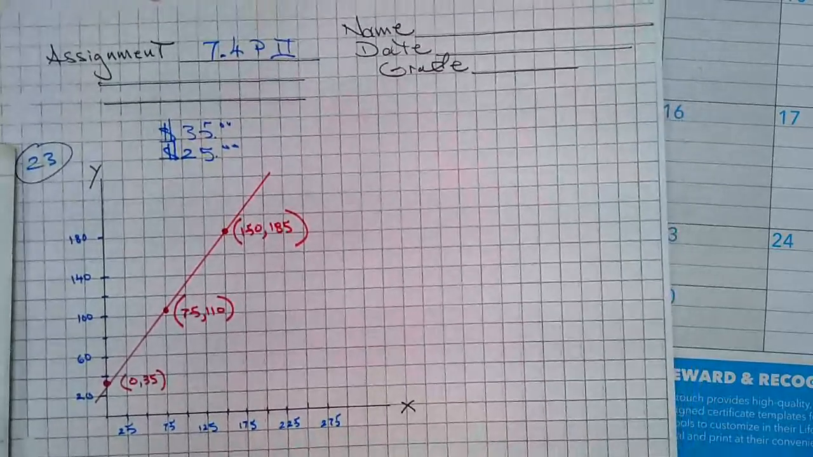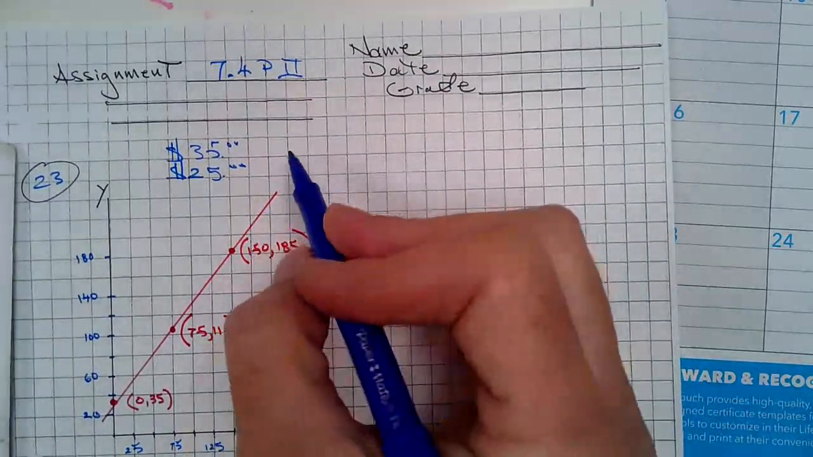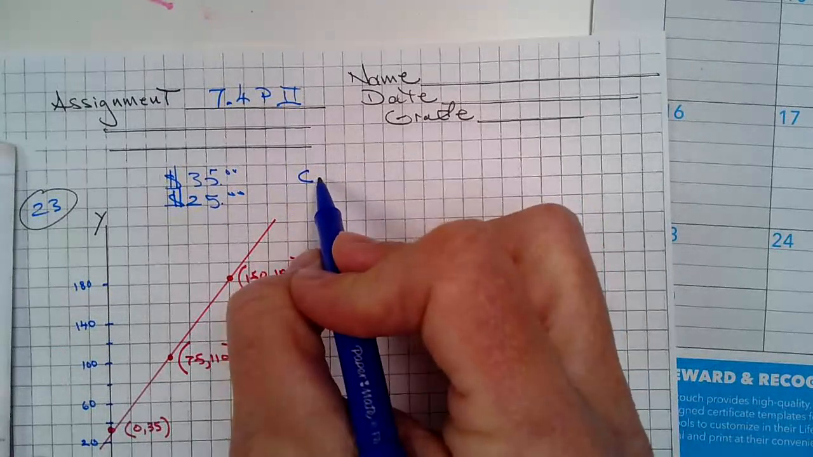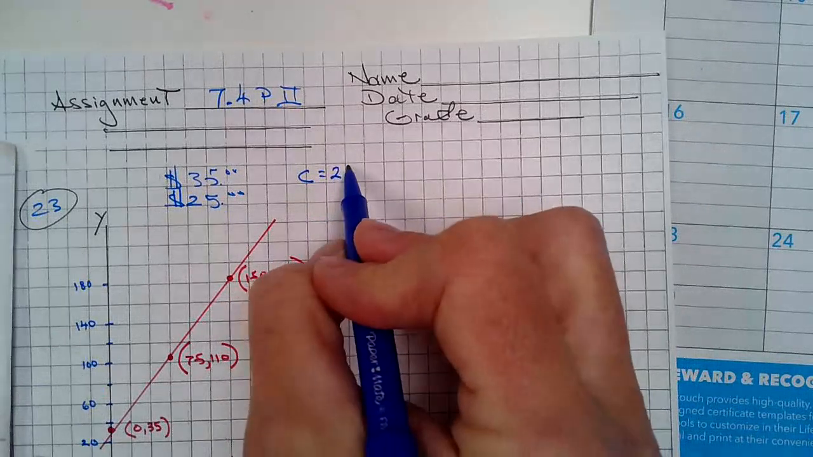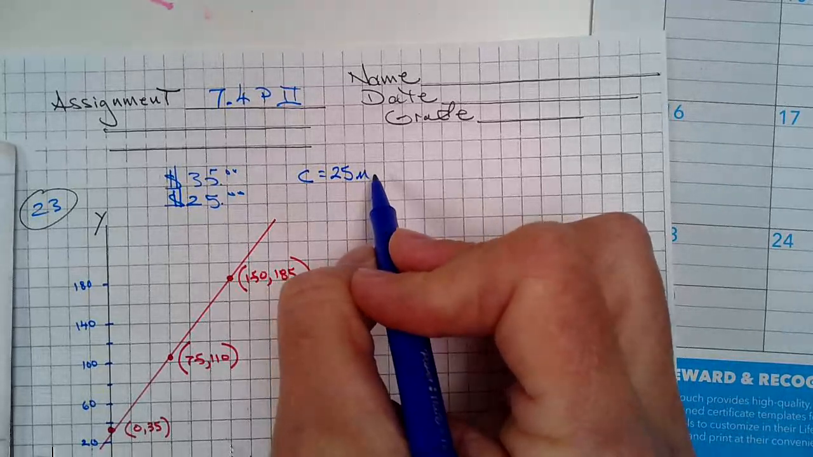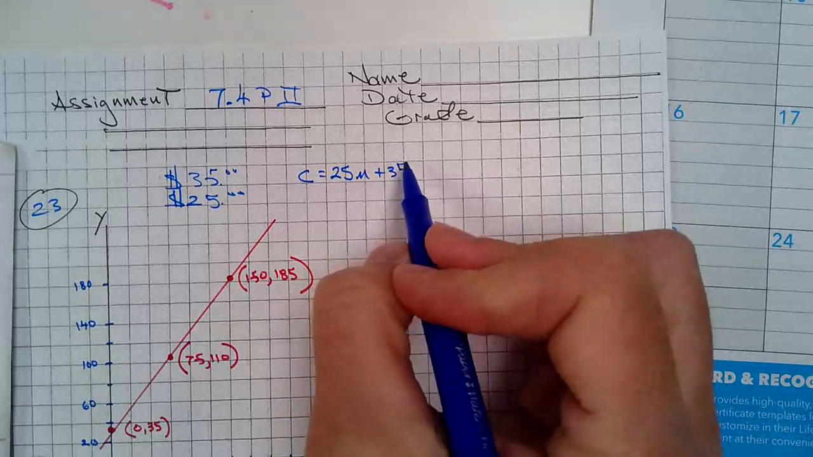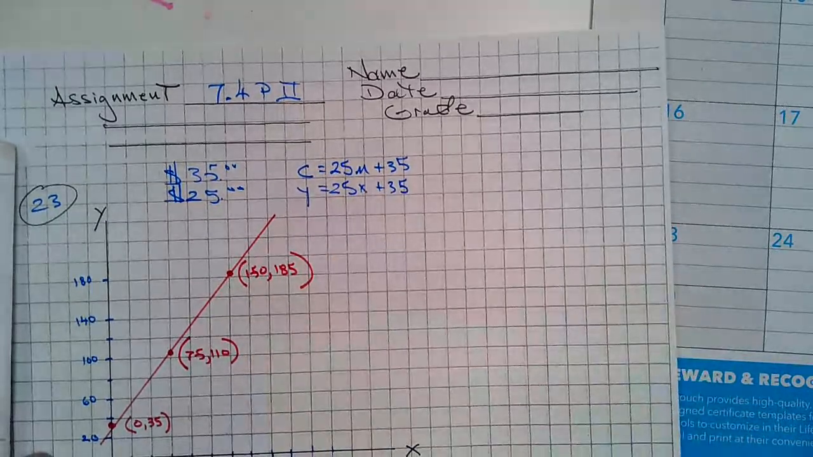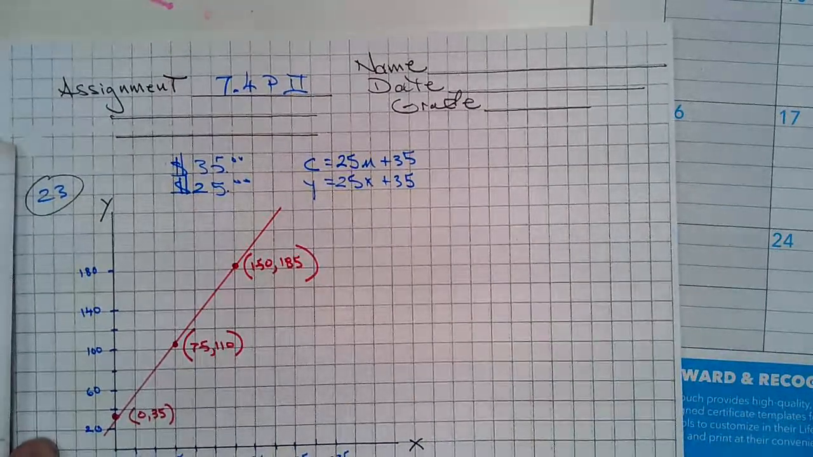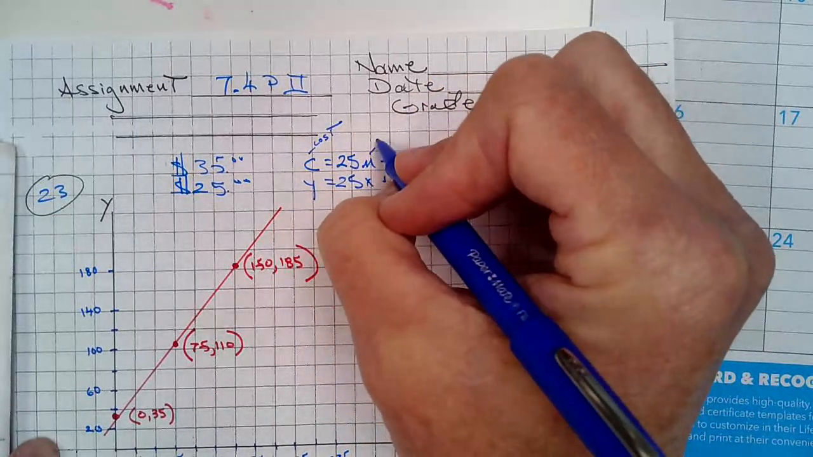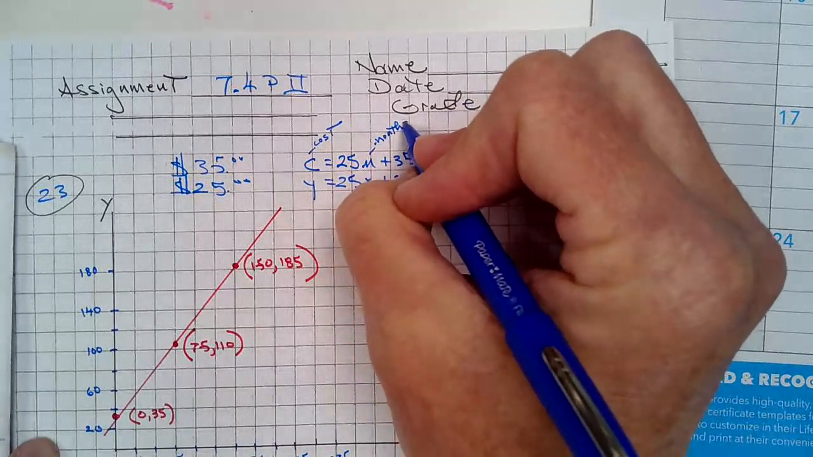Back to 23 here. Real quick here. I didn't write the equation. So one way I could look at it is the cost, C equals 25 times M, okay, plus 35. Another way to look at it is y equals 25x plus 35. So write those two equations down. They're the same thing. And then I'll just put cost so you guys know what we're looking at here. And this would be months.